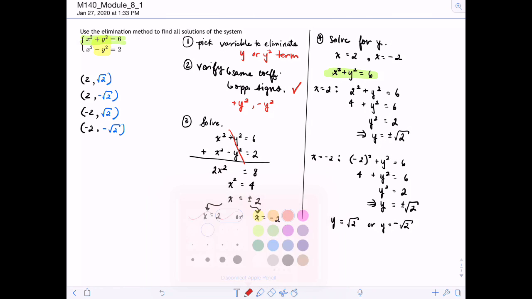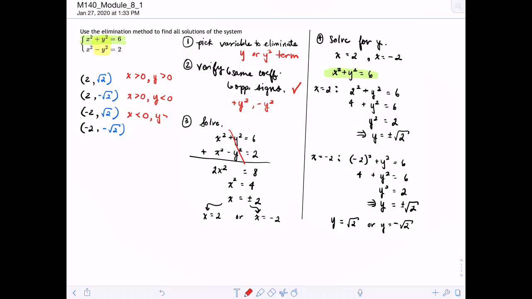So being careful, this is essentially where you have the positive solution of x with the positive solution of y. And here you have the positive solution of x with the negative solution of y. And then here's the negative solution of x with the positive solution of y, and these are both going to be the negative solutions.